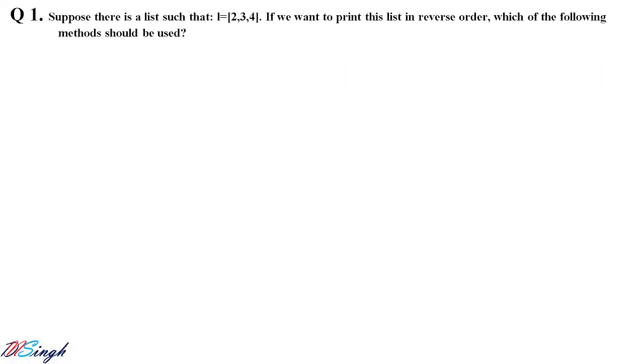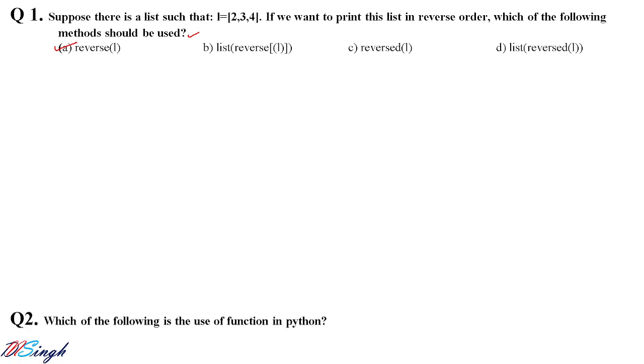This is our first question. Suppose there are lists such that L234. If we want to print this list in reverse order, which of the following methods should be used? You have to remember all the list methods and their return type, how they are called, and the syntax of those methods. Let us see the options. For printing a list in reverse order, there is a function called reverse which takes an argument like list. If you pass the list to this function reverse, you will get the list in reverse order.